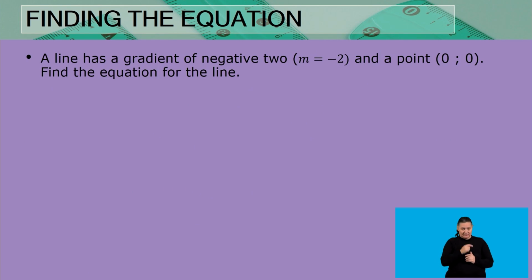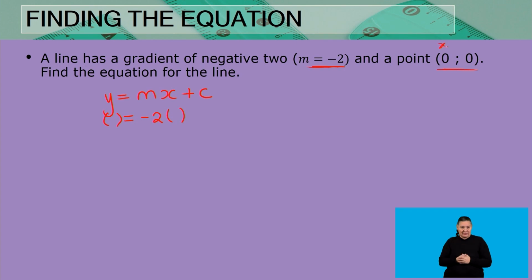Let's look at this following statement. A line has a gradient of negative 2, that means m is equal to negative 2, and a point (0, 0). Now find the equation for that line. So this means that this line is passing through the origin, which is the point (0, 0). Let's find this equation. We start off with the standard form, which is y equals mx plus c. And this is because we already have the gradient there. So we are told that the gradient is a negative 2. Now we don't have the y-intercept, but we can find it using the point that we've been given.